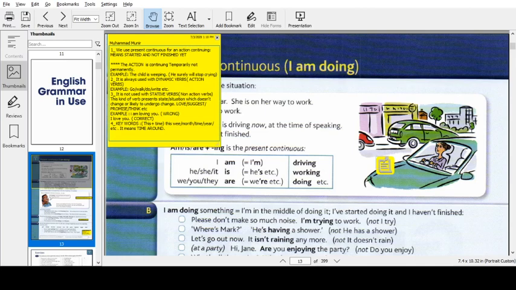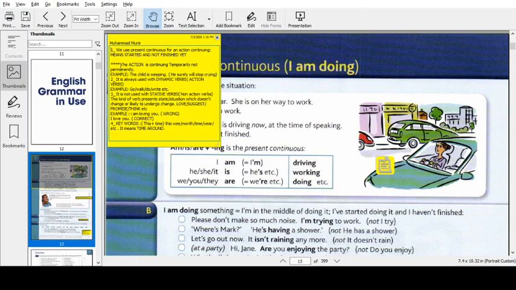For example, number 1, we use present continuous for an action continuing. It means that an action which has not been finished and is in progress, we use present continuous for that action. If you look at this picture, you can see a girl. She is driving a car. It means that she is in the middle of the action. She is still driving the car and the action has not been finished. In those sentences in which the action is in a continuous form, we use present continuous.